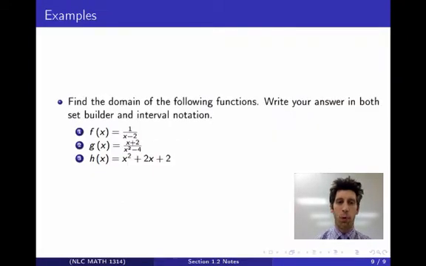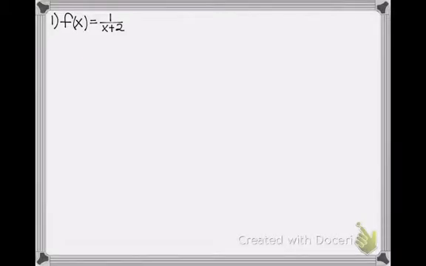So in this example, we're given 3 functions in part 1, 2, and 3 respectively. We want to find the domain of each, and we want to express our answer in both set builder and interval notation. In the first part of this example, we're asked to find the domain of the function f of x equals 1 over x plus 2. So if you go back and consult that list that we just talked about, we're looking for divide by 0 problems and negative under an even root problem.